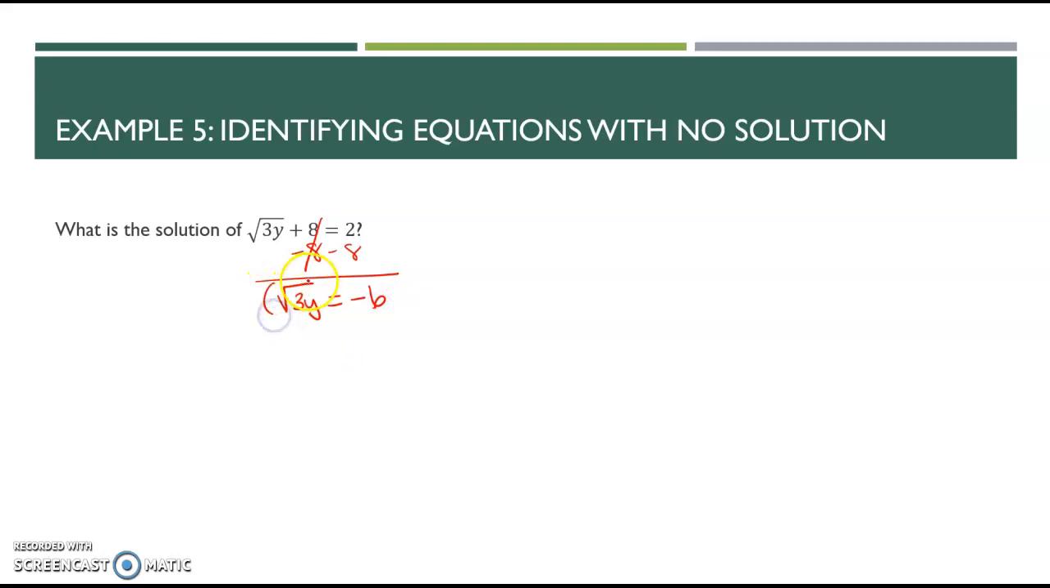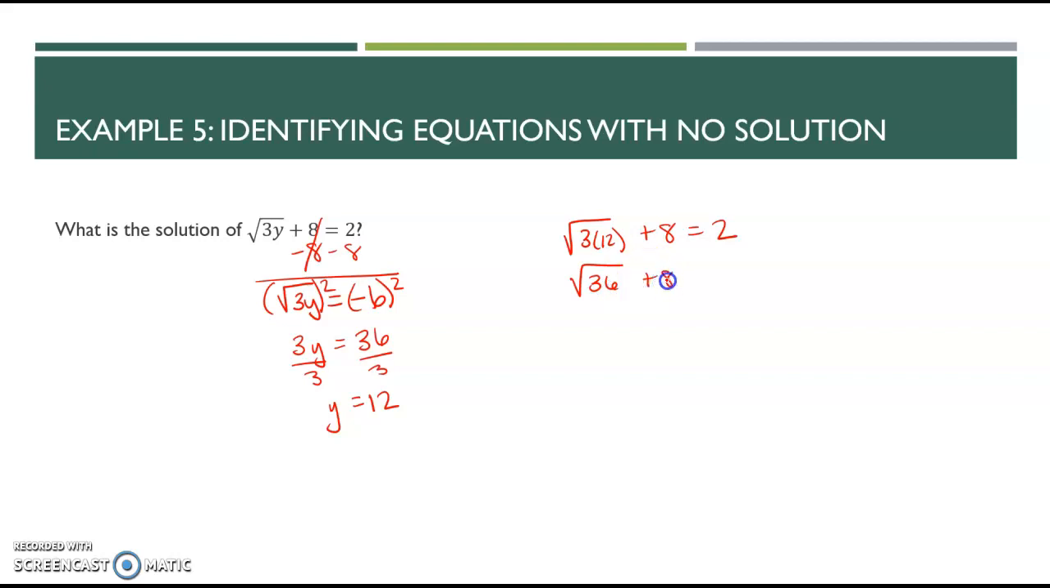And then from here, to get rid of that square root, we're going to square, and I've got to square both sides. And so now I have 3y equals negative 6 squared is 36. And then we divide by 3. So I'm going to get that y equals 12. Now that's an apparent solution, so we're going to plug it back in. Square root of 3 times 12 plus 8 equals 2. So we're going to have the square root of 36 plus 8 and see if it equals 2. So 6 plus 8 equal 2. 14 equal 2. And the answer to that is no. So 12 is extraneous.